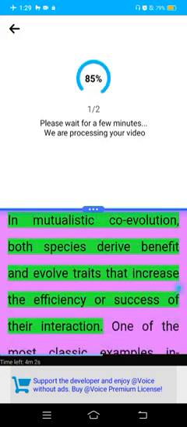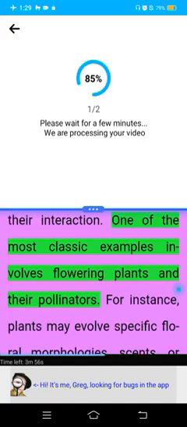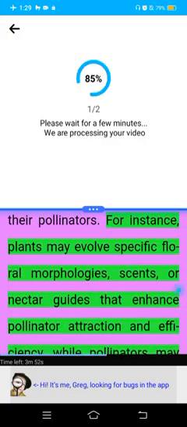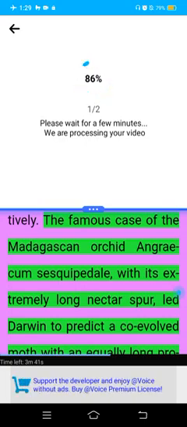parasitic interactions. In mutualistic coevolution, both species derive benefit and evolve traits that increase the efficiency or success of their interaction. One of the most classic examples involves flowering plants and their pollinators. For instance, plants may evolve specific floral morphologies, scents, or nectar guides that enhance pollinator attraction and efficiency, while pollinators may develop long proboscises or specialized behaviors to access floral rewards more effectively. The case of the Madagascan orchid Angraecum sesquipedale, with its extremely long nectar spur, led Darwin to predict a coevolved moth with an equally long proboscis, Xanthopan morganii praedicta, which was later discovered, confirming the idea of predictive coevolution.